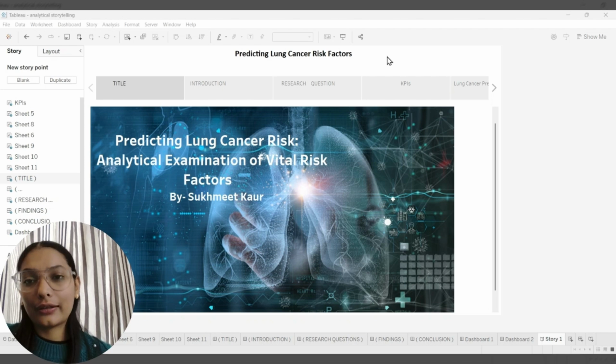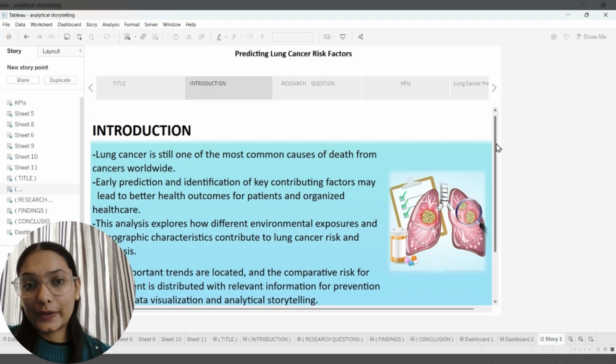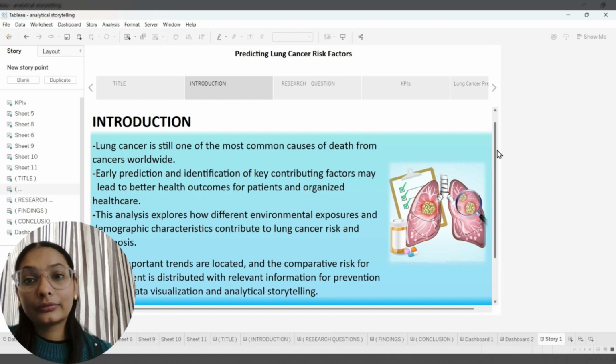Today I'm going to take you through an analytical journey into one of the most critical health concerns of our time, lung cancer. Through this storyboard, I will show you how different risk factors like age, smoking habits, environmental exposure, and access to healthcare play a role in predicting lung cancer outcomes.